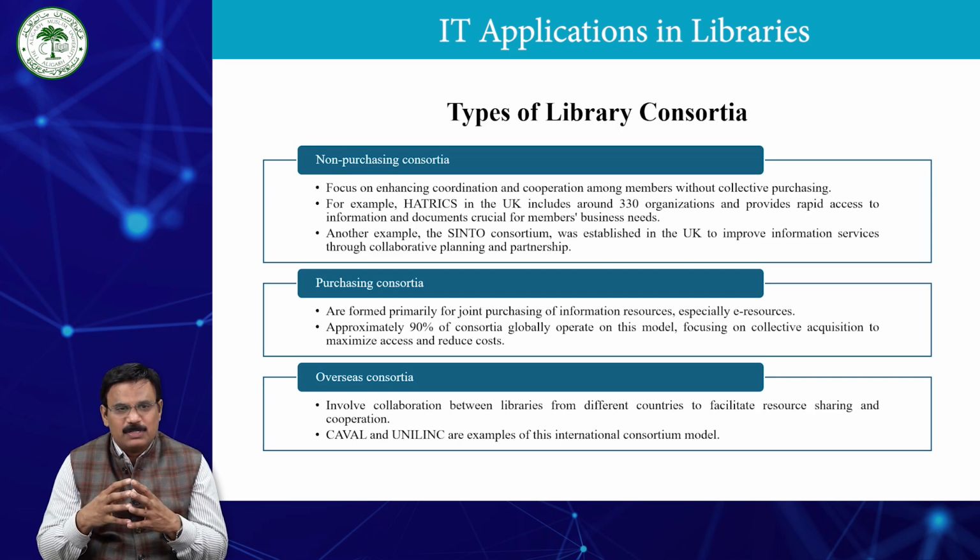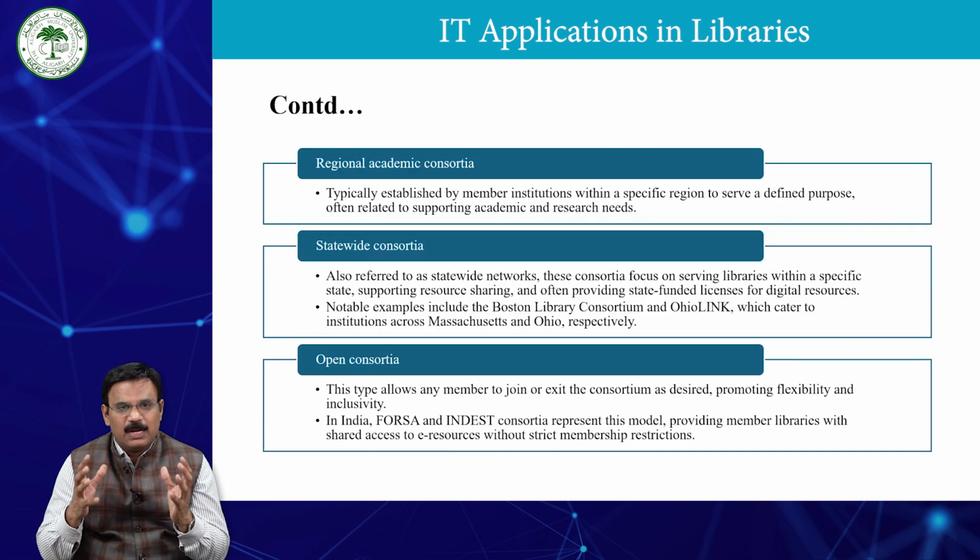Another type of consortia is overseas consortia. It involves collaboration between libraries from different countries to facilitate resource sharing and cooperation. Regional academic consortia is another type. This is typically established by member institutions within a specific region to serve a defined purpose, often related to supporting academic and research needs. Statewide consortia are also referred to as statewide networks.